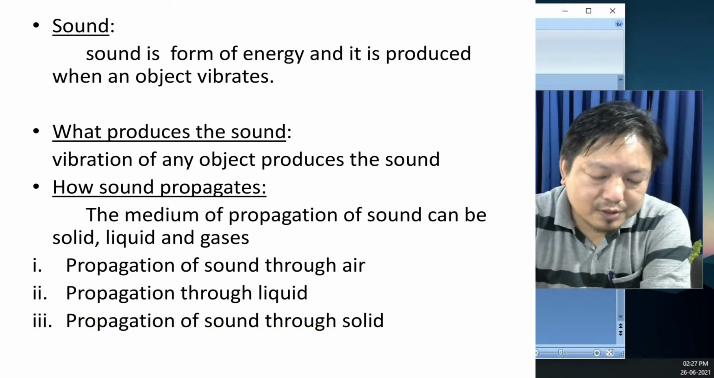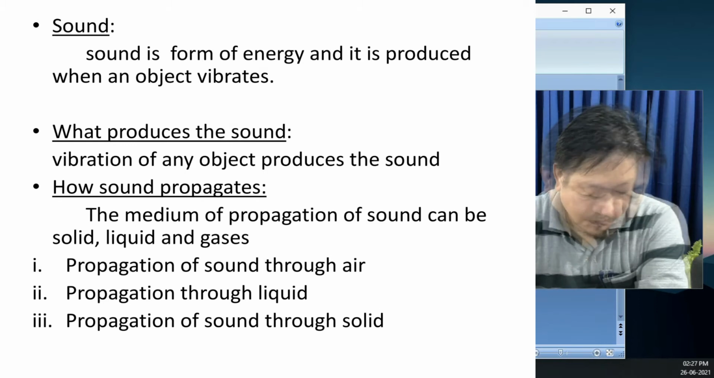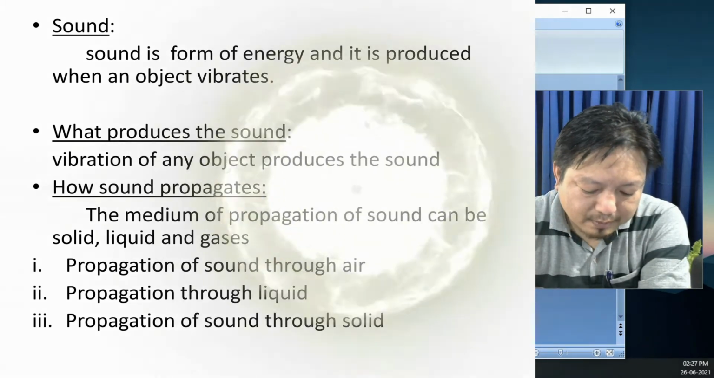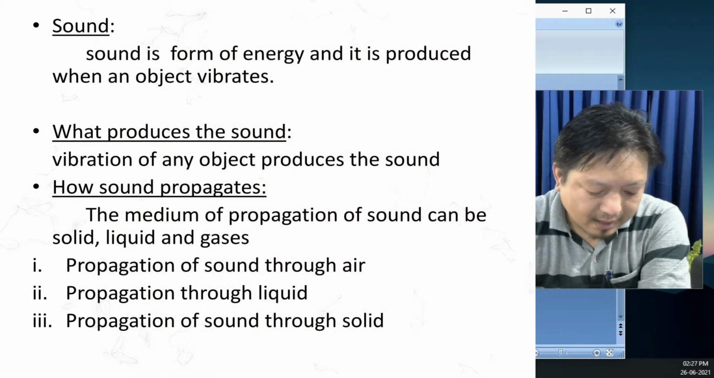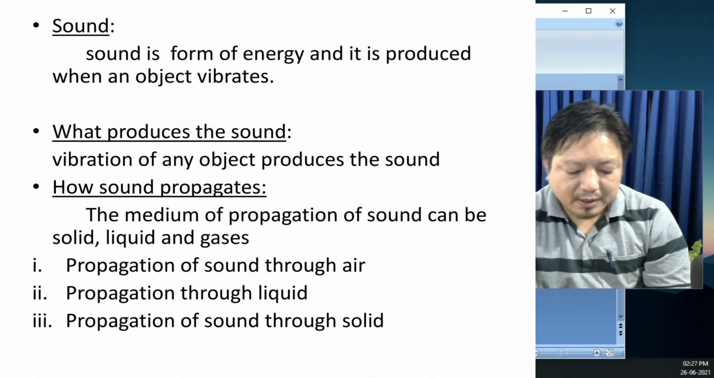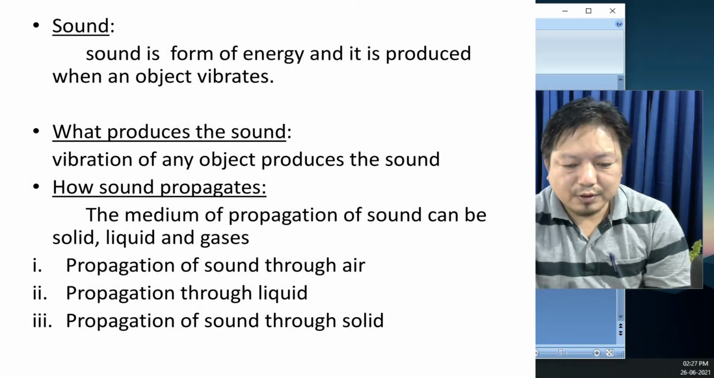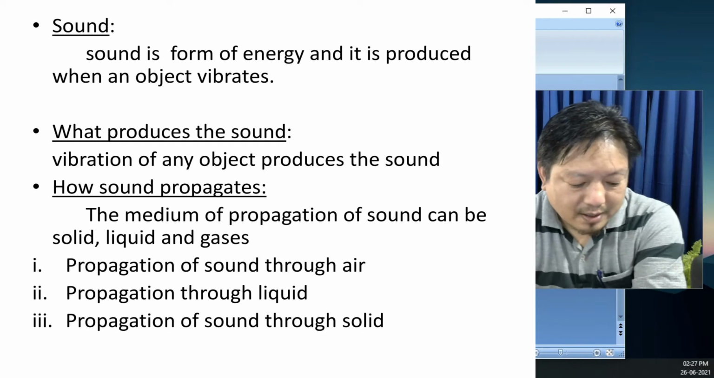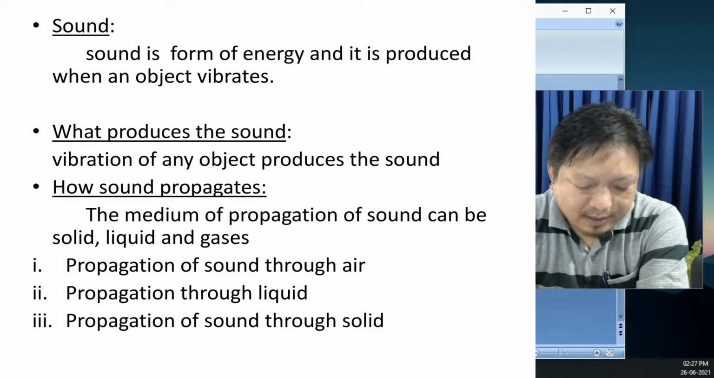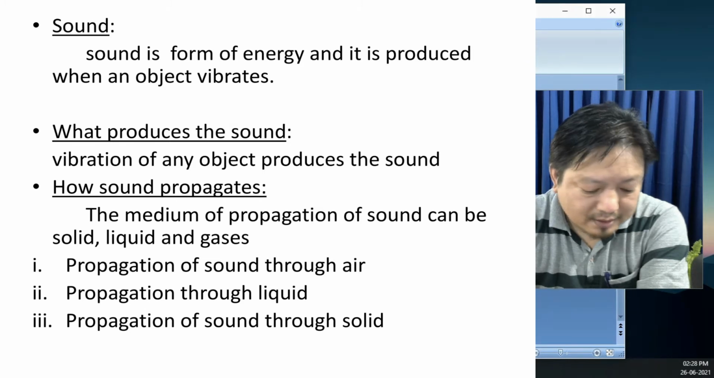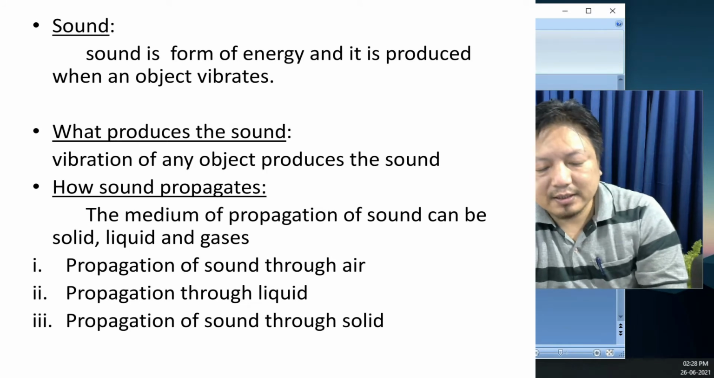And how does sound propagate? The medium of propagation of sound can be solid, liquid, and gases. Before that, let's see the propagation of sound through air. Air is nothing but a mixture of gases. For example, the sound of sirens or ambulance, or the sound of breaking glass, or the sound of a firecracker. These are some of the examples where the medium of propagation is air.